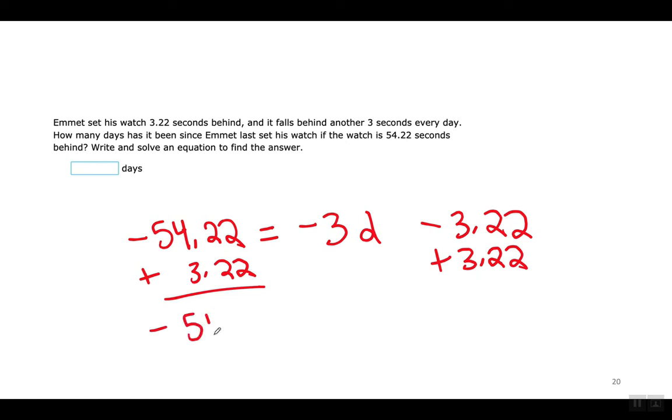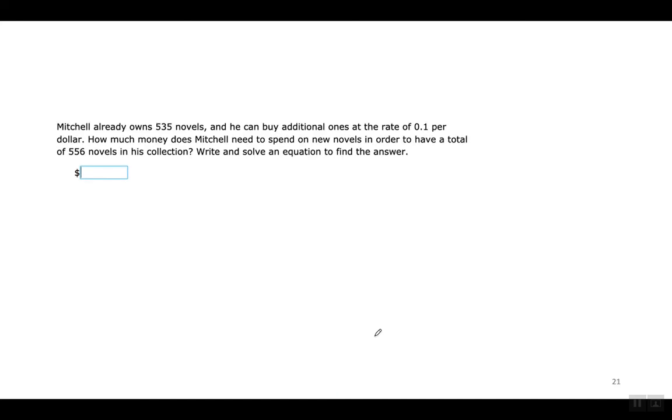Okay, a lo mejor esto es más complicado para algunos de ustedes. So you end up dividing now negative 51 by negative 3 and you get the same answer. Okay, si dividen estos números, terminan con la misma respuesta, que era 17. All right, we're almost done.